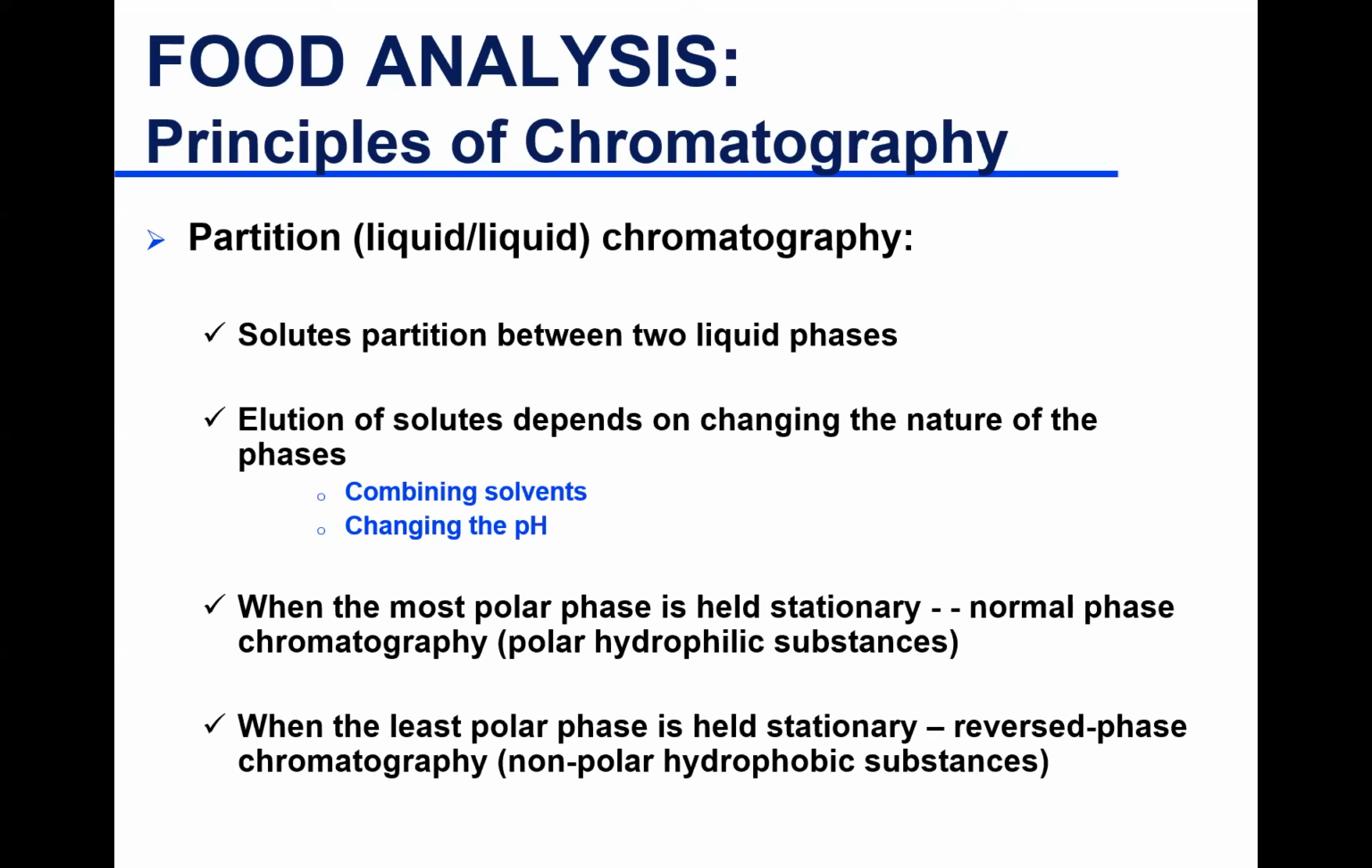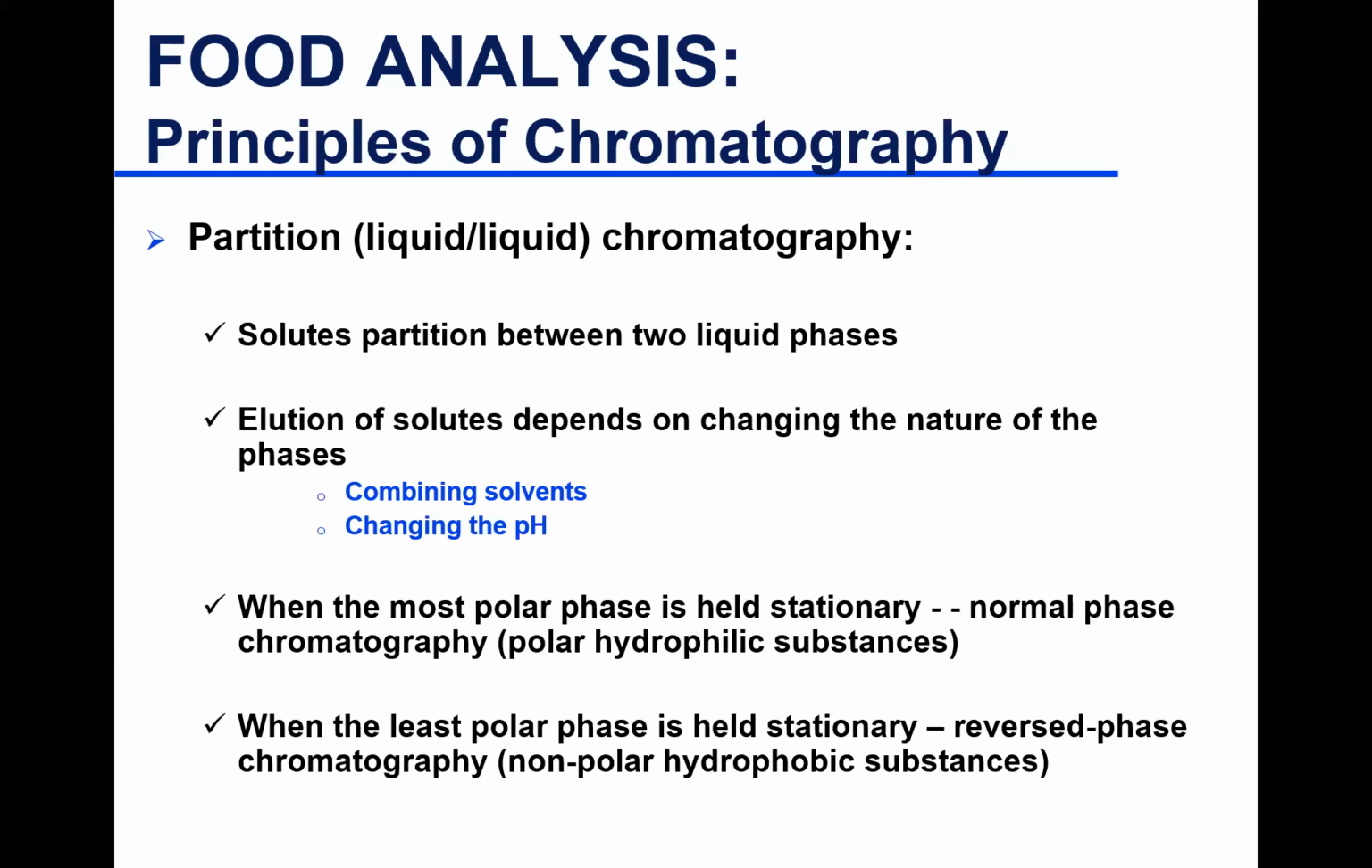Usually in partition chromatography, you have either normal phase or reverse phase mode of separation. Normal phase is when you have a polar stationary phase and nonpolar mobile phase, and the opposite is true for reverse phase.